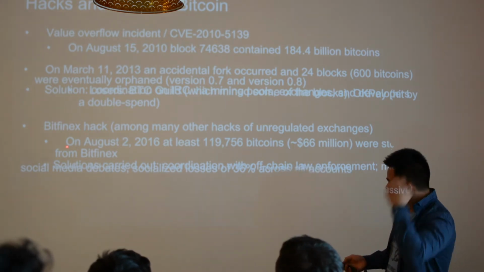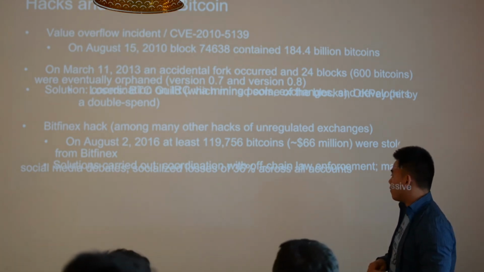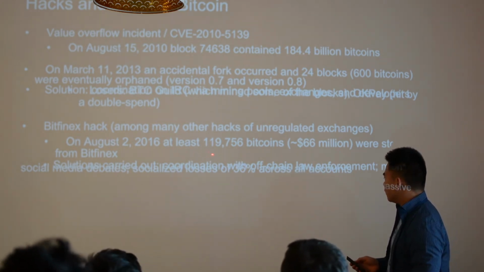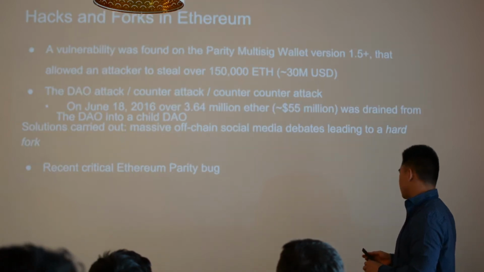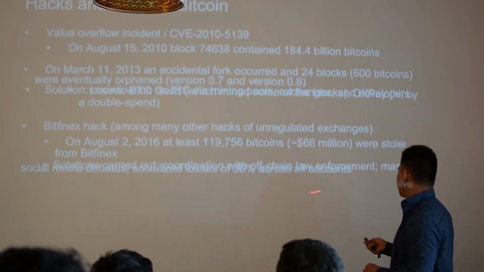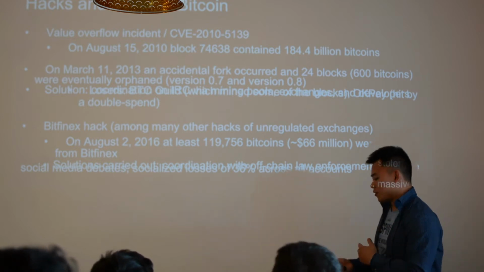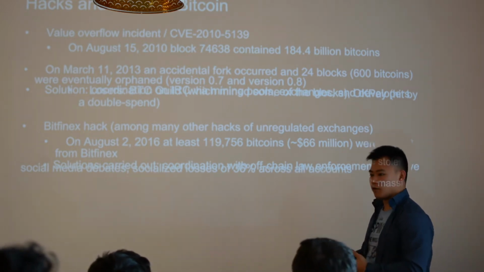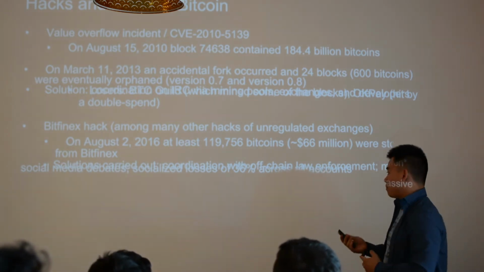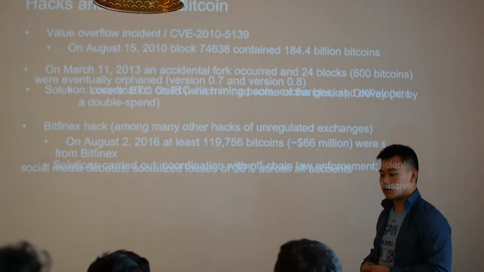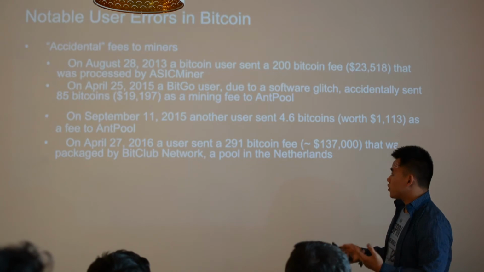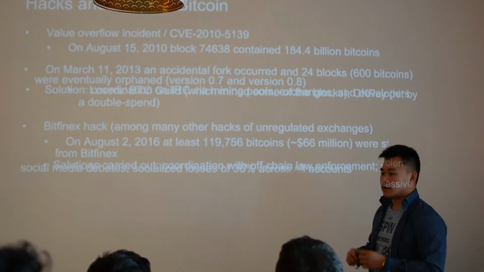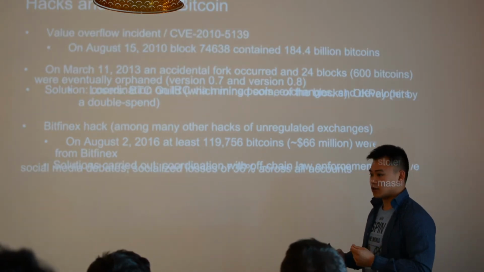And then there's hacks. So Bitfinex got hacked in 2016 and lost 119,000 Bitcoins, approximately 66 million US dollars. And the result of that was law enforcement had to get involved. And they brought Bitfinex to court, and Bitfinex had to refund the user a portion of the fees. But in all these incidents, user errors and forks, the resolution happened outside of the blockchain.